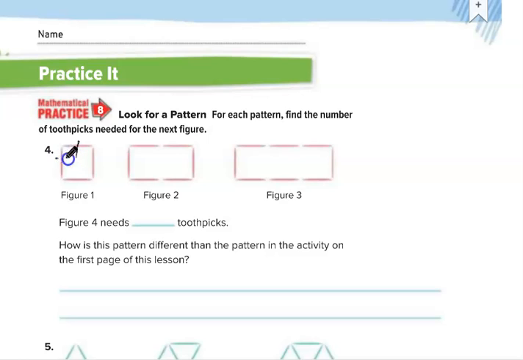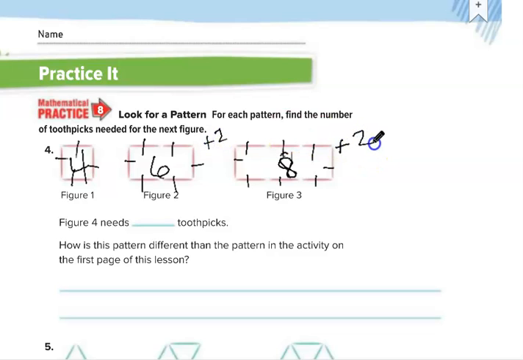Again, I use my tick marks to make sure I don't go over the same toothpick twice. So this one is going to have 4 toothpicks. 1, 2, 3, 4, 5, 6. 1, 2, 3, 4, 5, 6, 7, 8. So it looks like the pattern here between each figure is to add 2. So the fourth figure should have 10 toothpicks.